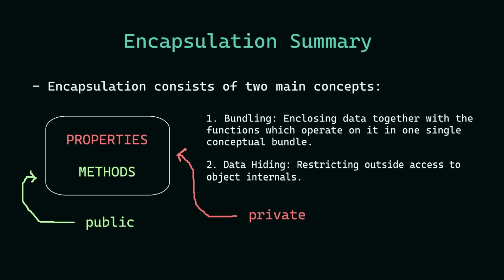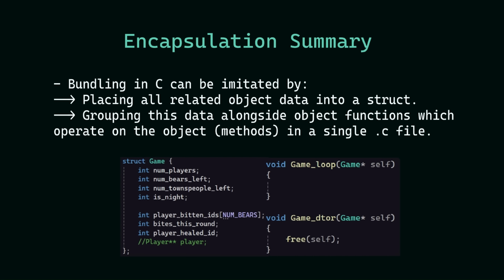Here's what we have learned. Encapsulation consists of two main concepts: bundling and closing data together with the entity's functions which operate on it in one single conceptual bundle. Data hiding, restricting outside access to object internals. Bundling in C can be imitated by placing all related object data into a struct, grouping this data alongside object functions which operate on the object, i.e.